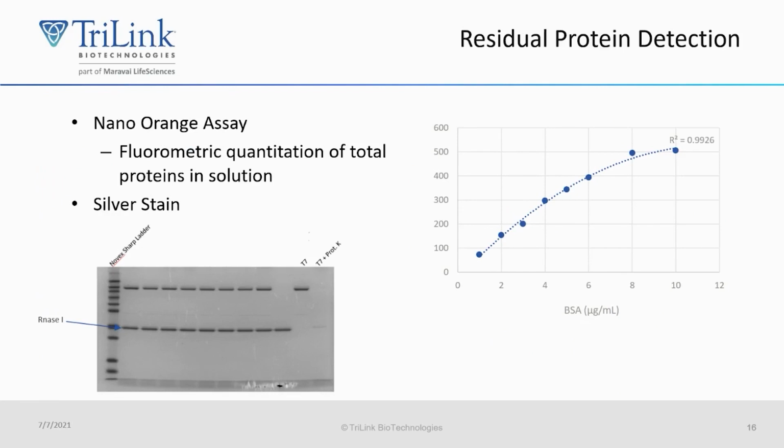A residual protein assay measures the amount of residual protein present in messenger RNA samples after purification. Typically for final product, residual protein is measured using a nano-orange protein quantitation assay. Silver stain is highly sensitive, but is a qualitative assay in nature. And we would normally only use silver stain to optimize protein clearance in process, and we recommend using the qualified and quantitative nano-orange method for final release.